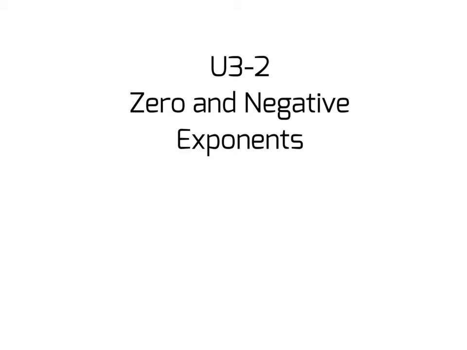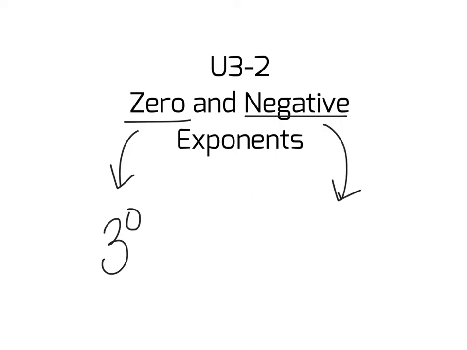Okay, hi guys. Tonight we're going to take a look at 0 and negative exponents. And what we mean by that is if I have a base of 3, what happens if my exponent is anything other than a whole number, like 3 to the 0 power. And also, if I have a base of 3, what happens if my exponent is negative? So the rules for these are a little bit different than what we're used to.